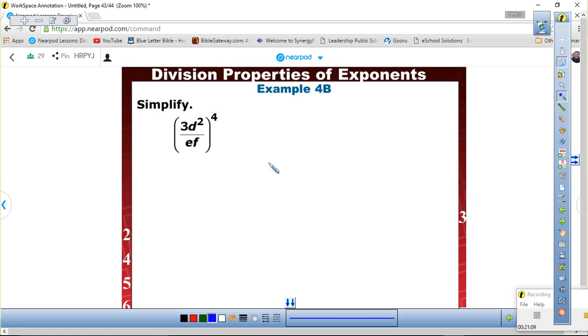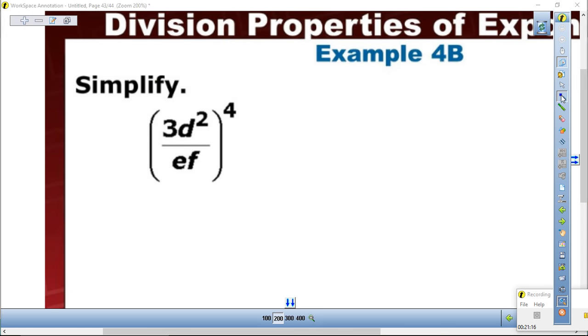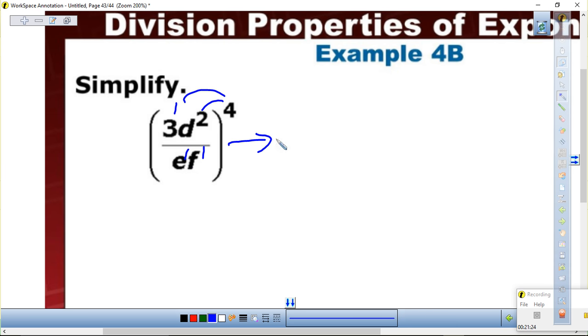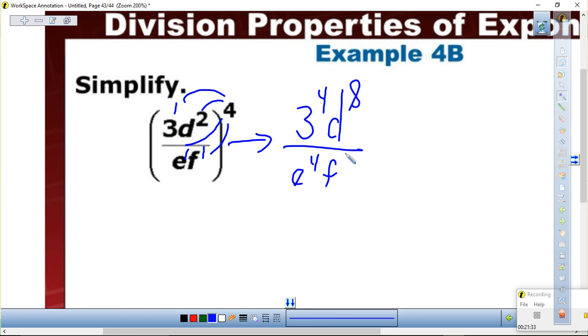All right, let's see. For those of you that are still having some doubts on this one, look up. You put a 1 on everything that does not have an exponent. Is that correct? You distribute. This becomes 3 to the 4th, d to the 8th. Is that correct? The denominator becomes e to the 4th, f to the 4th.